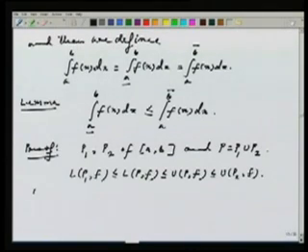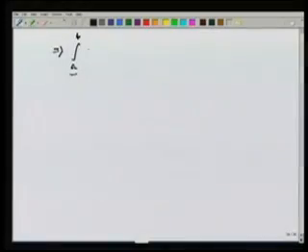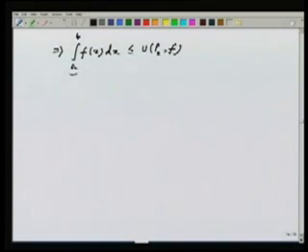Now what I do is fix P2. Then the supremum over P1 of L(P1, f) is certainly less than or equal to U(P2, f), because the above inequality is true for all P1 and P2. But this then implies that the integral from a bar to b of f(x) dx, which is by definition the supremum of all the L(P, f), is less than or equal to U(P2, f). This is true for all P2.